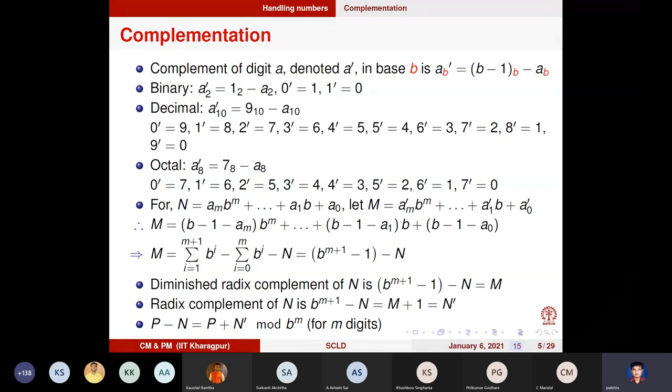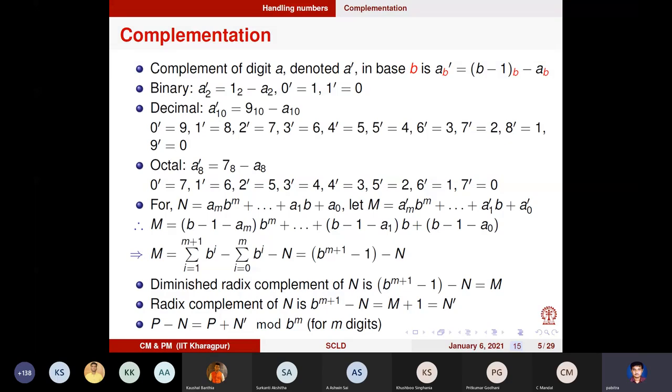So this is a very nice property. You can easily verify it: if you work out the expression for the value of the number, you will easily see this. So minus n is in some sense equivalent to plus n prime. This observation of the complementation operation led the early developers of computers.